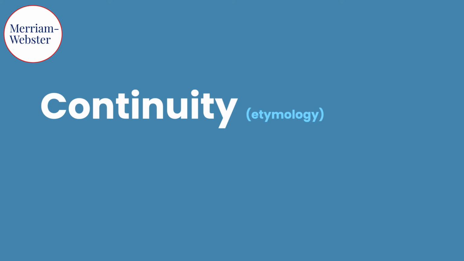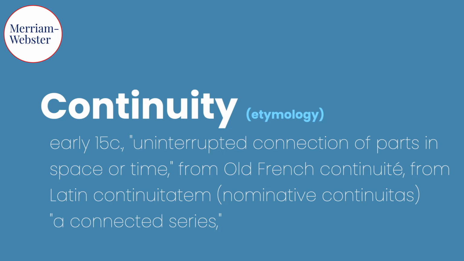Let me just take a step backward because you know how much I love words. Here we go. I looked up the etymology of the word continuity. We see continuity first being used during the early 15th century, and what it says is uninterrupted connection of parts in space or time, from the Old French word continuité and from the Latin word continuitatem. It means a connected something. Literally, it means to hang together.